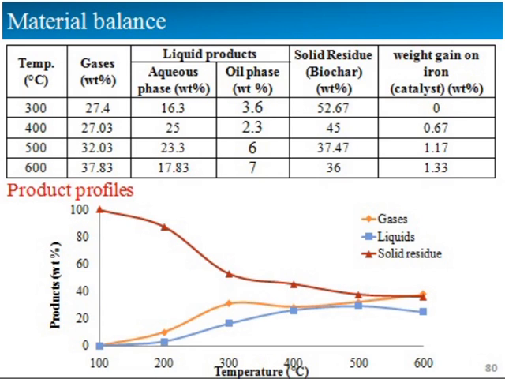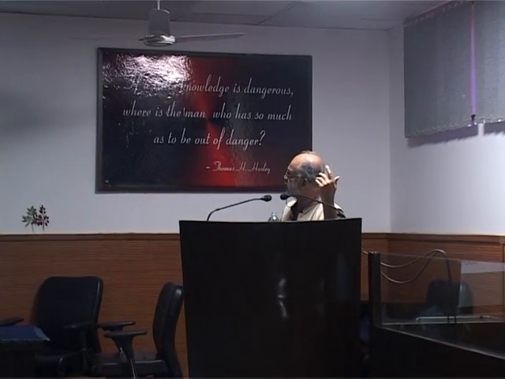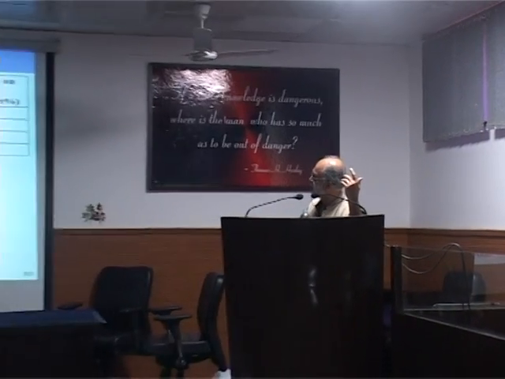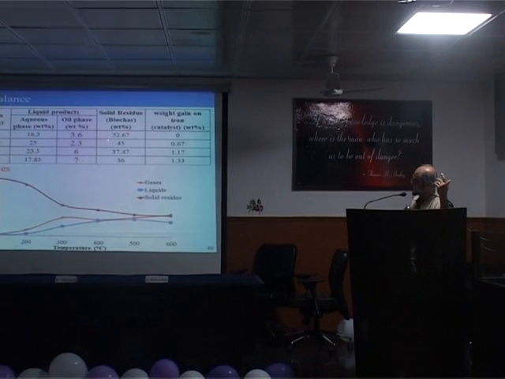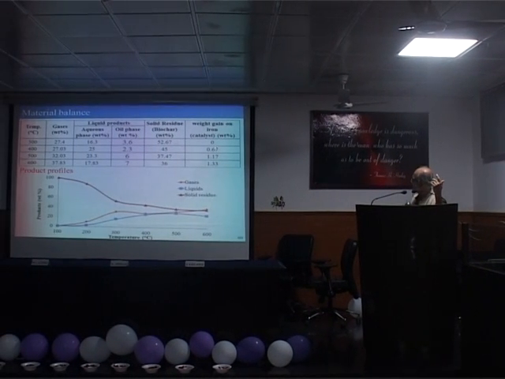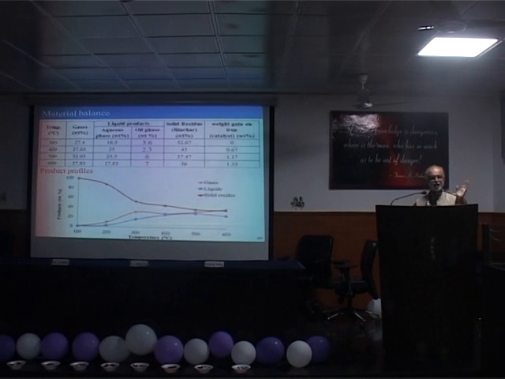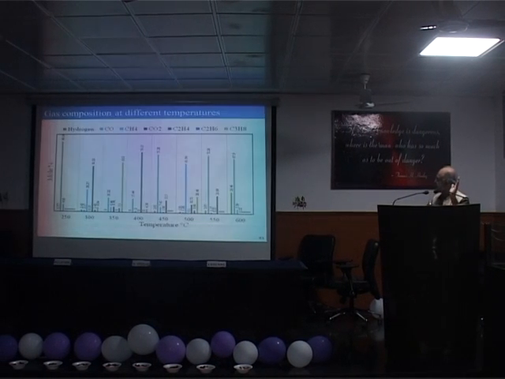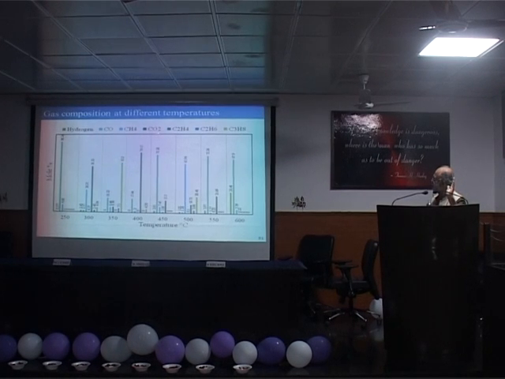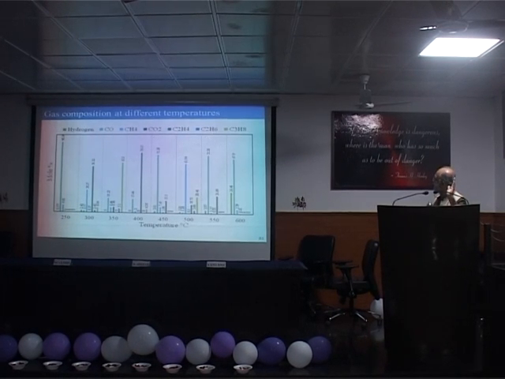This is just to establish the material balance. Starting with X kgs of wood, whether I have been able to account for the total quantum of the materials which are coming out: gases, liquid product, solid residue, whether it is weight gain or not, and you see within 1% I am able to match the material balance. These are the typical composition of the gases which are coming out: hydrogen, carbon monoxide, methane, carbon dioxide, ethane, butane, propane. All these, depending upon the operating conditions, can be judged.